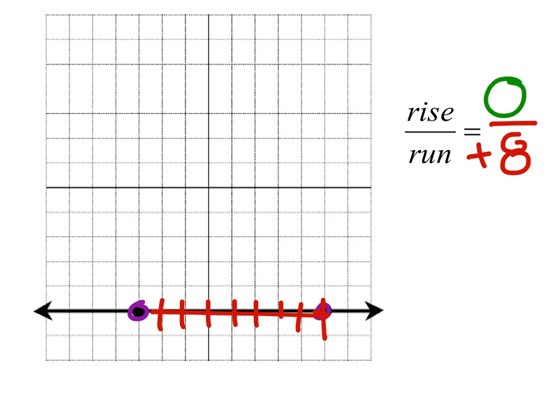What's 0 divided by 8? It's 0. Well, let's change this and say we went to the left 8. What does that change about our problem? Now it's a negative 0. No! 0 is neither positive nor negative. It's just 0. So horizontal lines like these will always produce a slope that is 0.